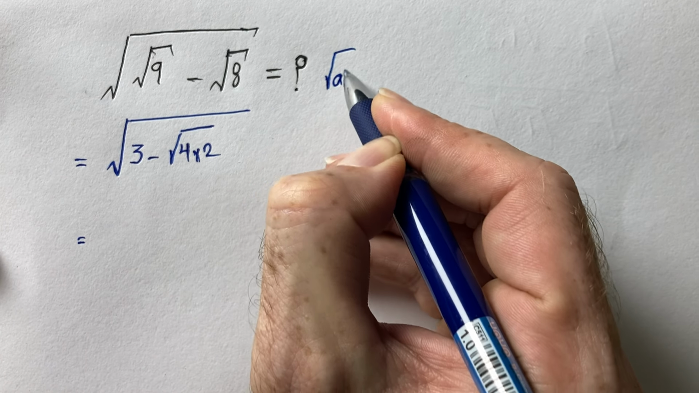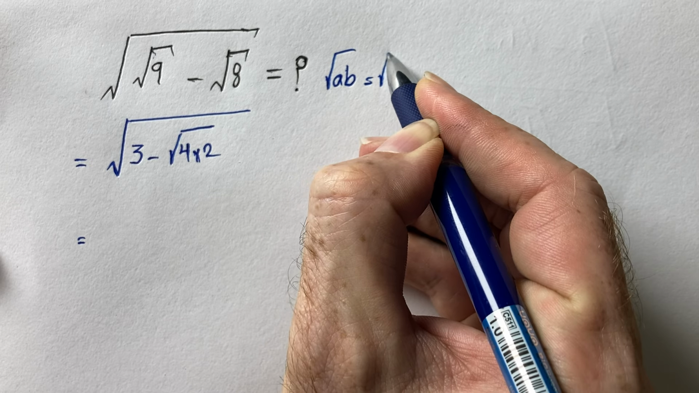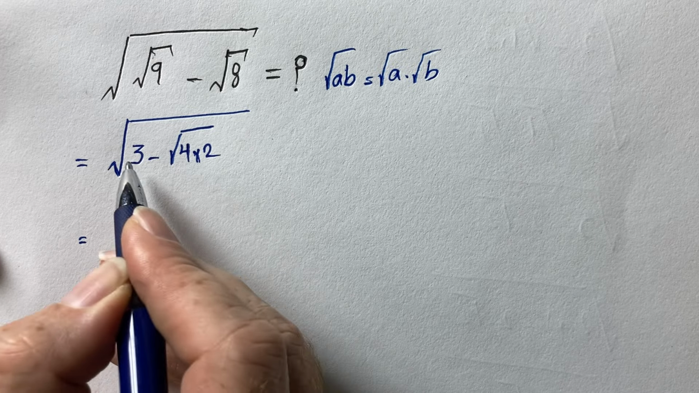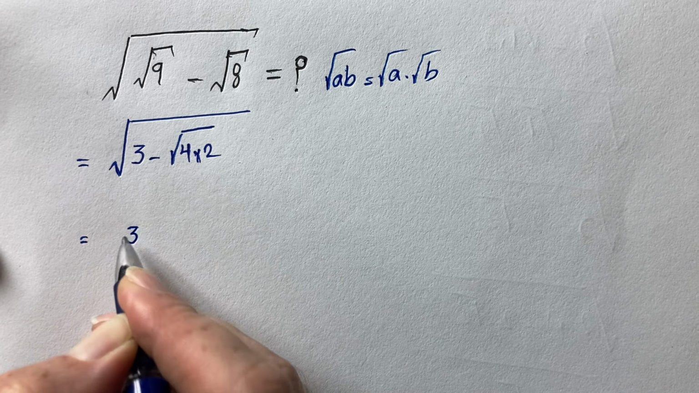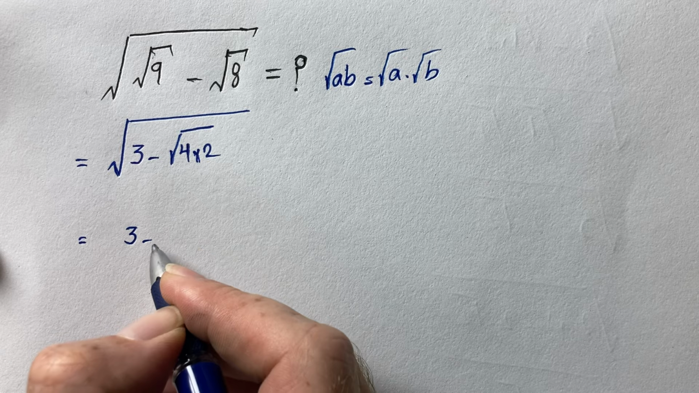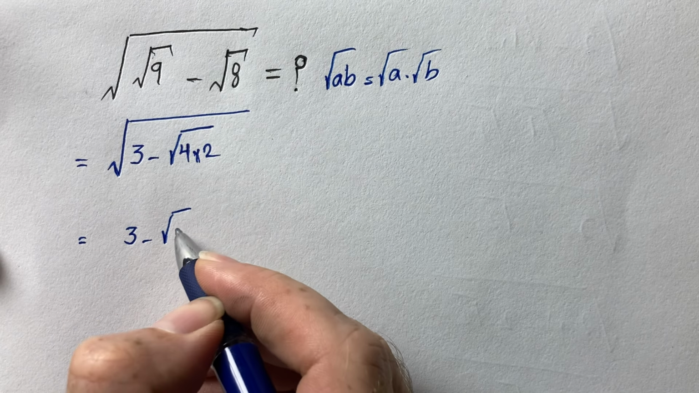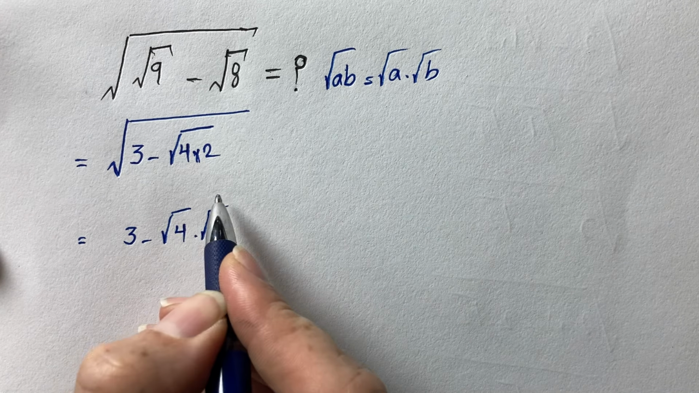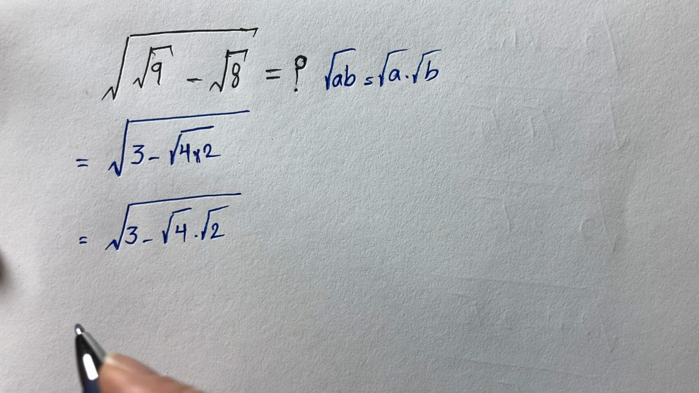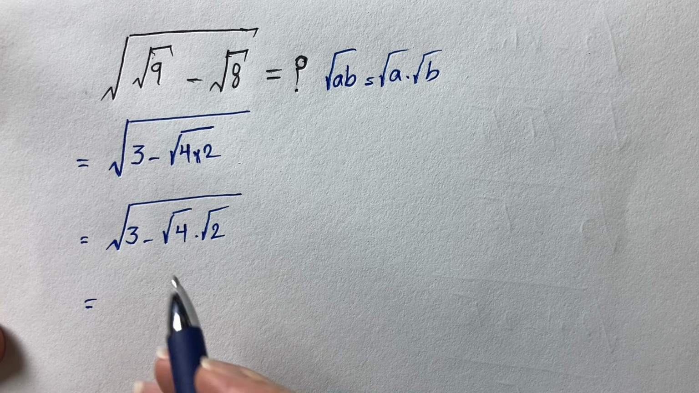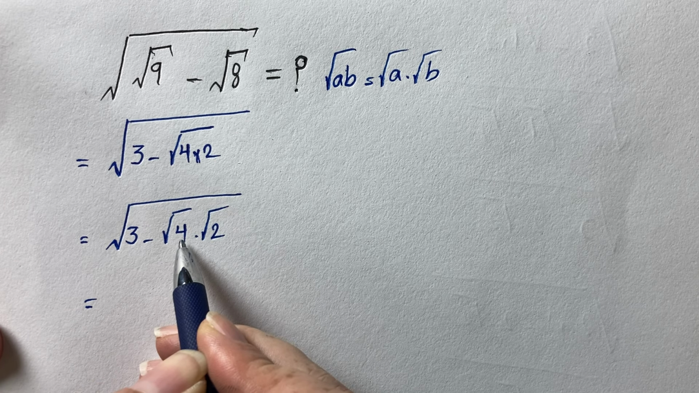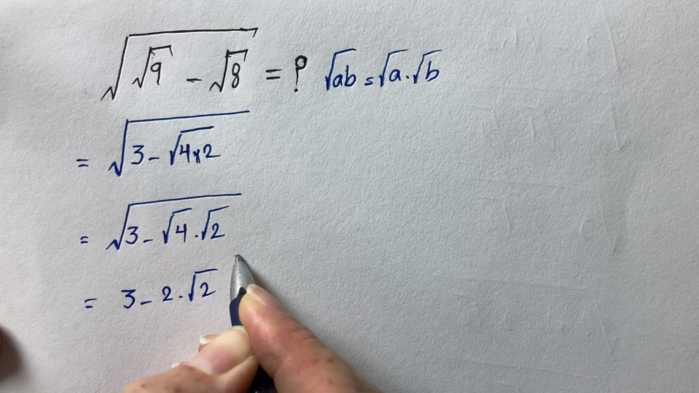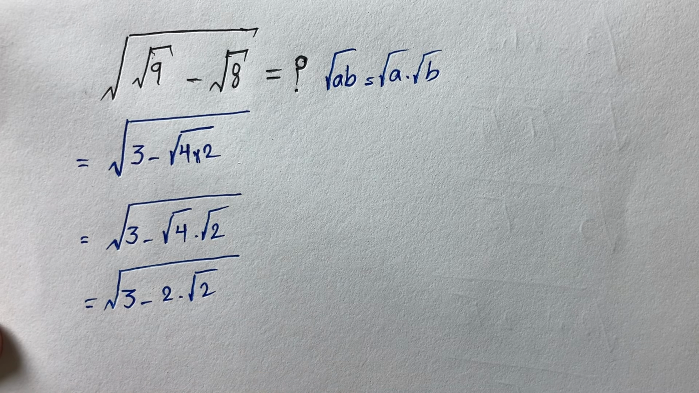Second root of a times b can be written in the form of second root of a times second root of b. So this expression is going to be 3 minus second root of 4 times 2, which can be written in the form of second root of 4 times second root of 2. As a next step, second root of 4, as you know, is 2. So I write here 3 minus 2 times second root of 2.